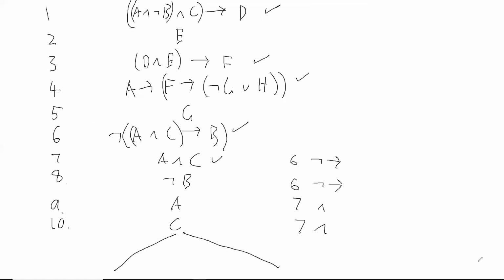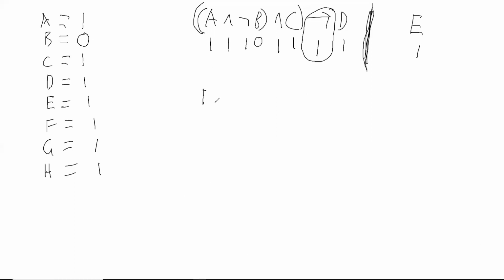Next, we have D and E implies F. Based on our counterexample, we assign 1 to each of these. Then for the antecedent of this conditional, we have 1 and 1 is 1. And then a conditional from 1 to 1 is 1 as well. And so that makes that premise true.